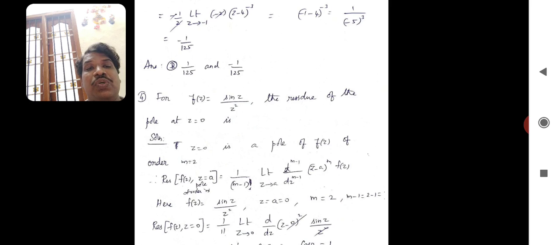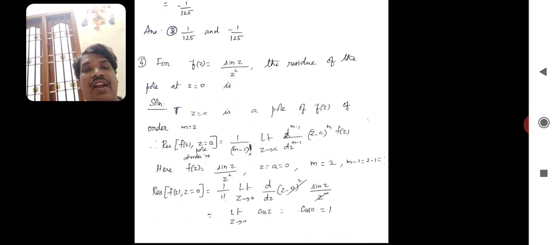z approaches 0 d by dz of z minus 0 power 2 into f of z, which is sin z by z square. Now z square and z square get cancelled. So we are left with 1 by 1 factorial, which is 1, limit z approaches 0 d by dz of sin z. That is differentiation of sin z, which is cos z. So I have limit z approaches 0 cos z. Now we can apply the limit by substituting z value as 0 in the function cos. So I will get cos 0 and cos 0 is 1.